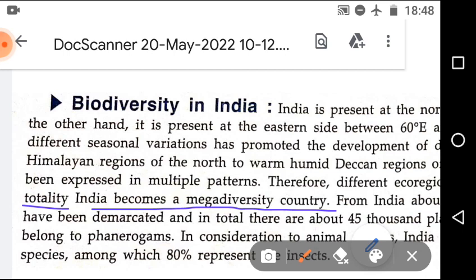Due to this reason, different types of habitats have developed here, and animals, living organisms, are adapting to this particular environment. So that's why India has become a mega biodiversity region. This is the main reason why India is a mega biodiversity country.